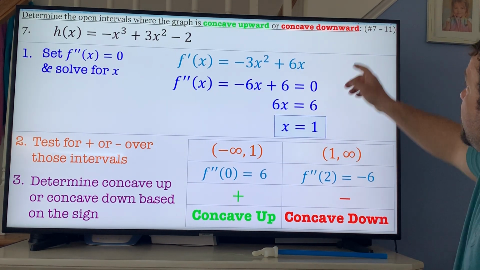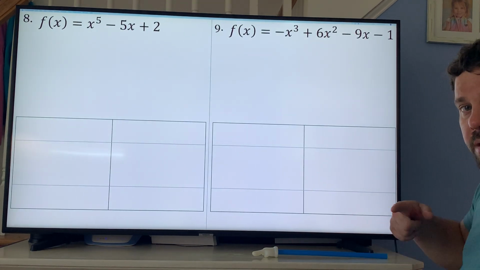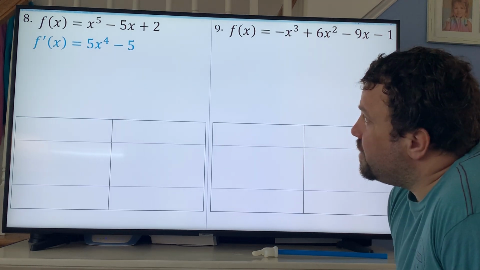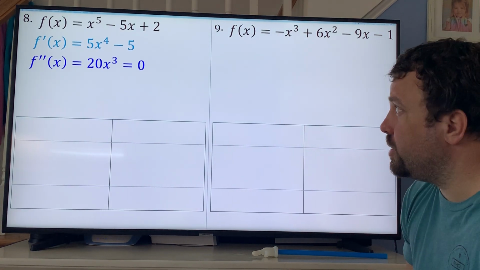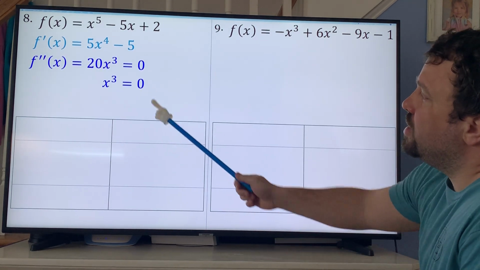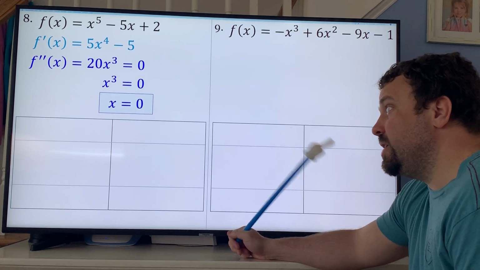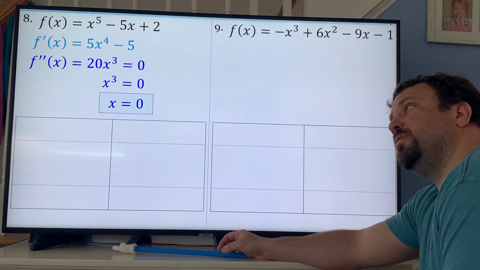Let's do a couple more, up to number 11. All right, so number 8. Go. Done? All right, so we looked at it. First derivative, 5x to the 4th minus 5. Second derivative, 20x to the 3rd. And then you set it equal to 0. 0 divided by 20 is 0. Cube root of 0 is, you got it, 0. So our intervals you should have got were negative infinity to 0 and 0 to infinity.